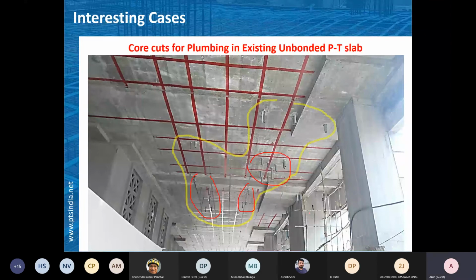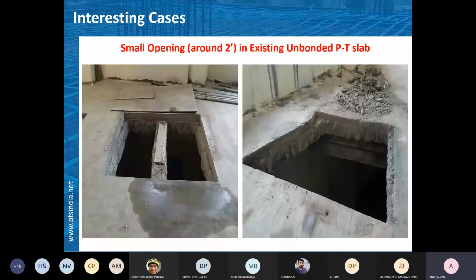These are small openings, around 2 feet you can say, in a PT slab, and the cable could be somewhere like this. The cable can go, and in between the two cables we can have this kind of opening.